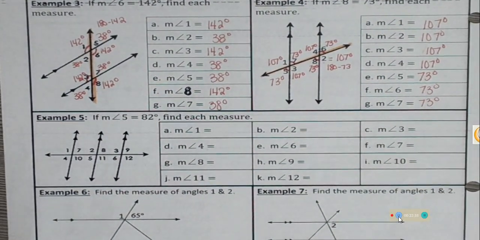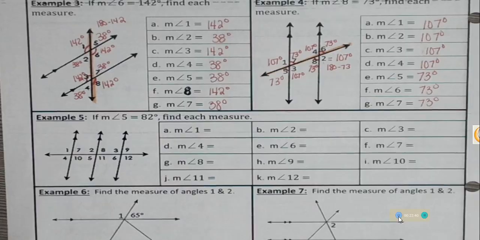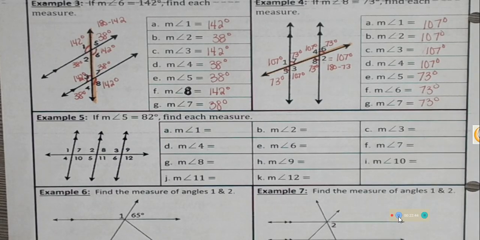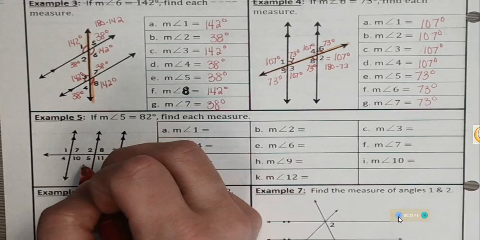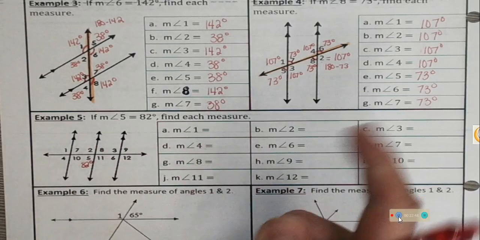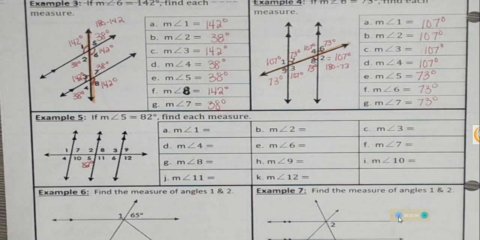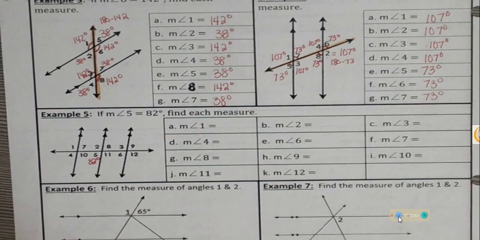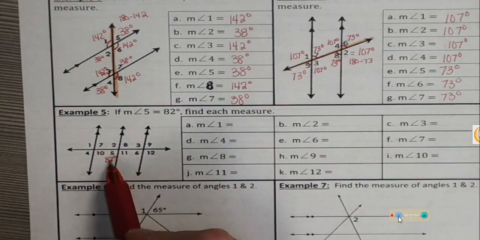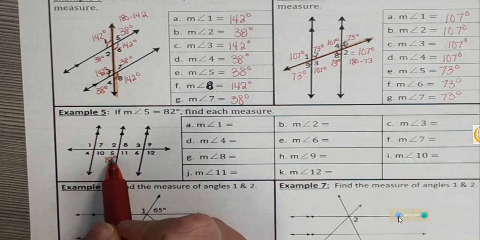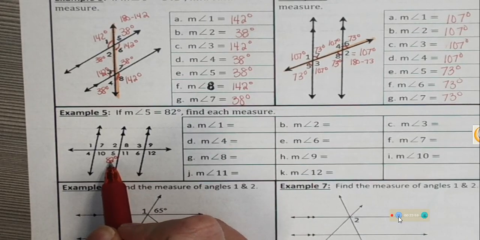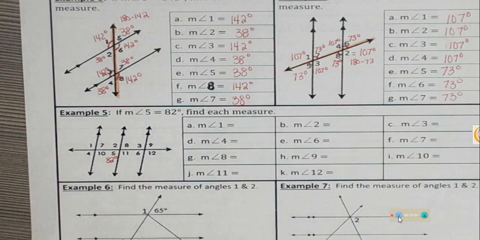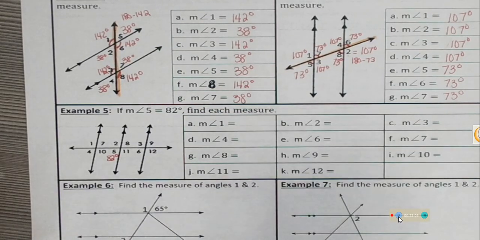So, knowing that information, here's what I want from you. I want you to try to do example 5. Knowing that if angle 5 is 82 degrees, I need you to find all those other angle measures. All right, so let's look at example 5. So, example 5 says that angle 5 is 82. Here's what I would do. I would use my vertical angles and my alternate interior angles to zigzag all the way down.